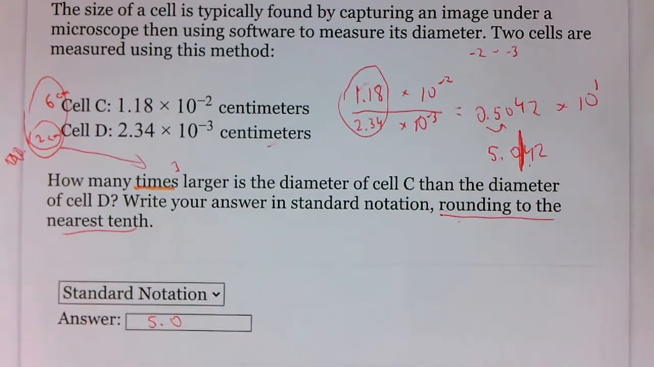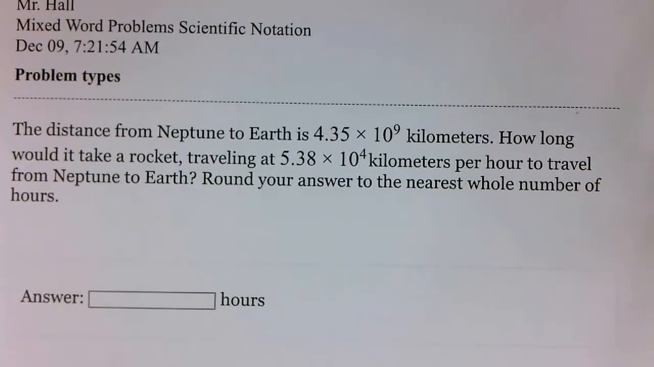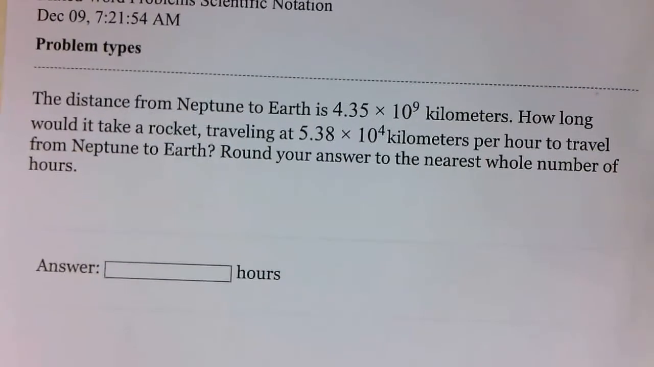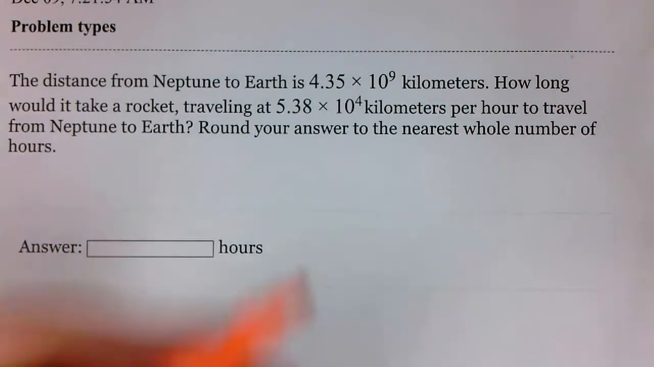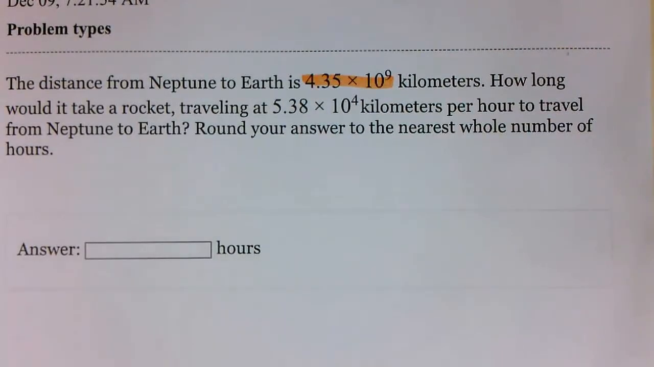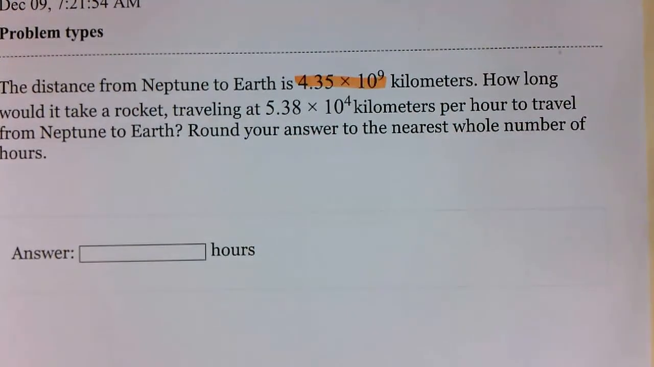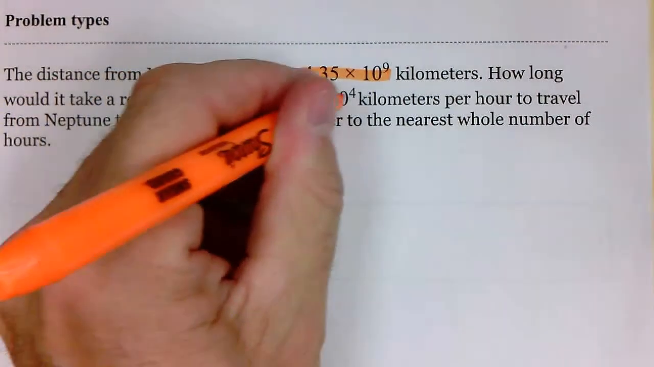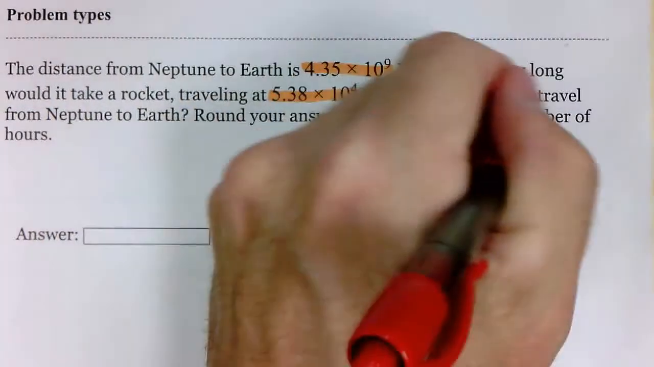All right, I want to try one more, at least. I think this is a very good one. Okay, so again, this is one of those mixed word problems right off of Delta Math. It says the distance from Neptune to Earth is 4.5 times 10 to the 9th kilometers. How long would it take a rocket traveling at 5.38 times 10 to the 4th kilometers per hour to travel from Neptune to Earth? Round your answer to the nearest whole number.